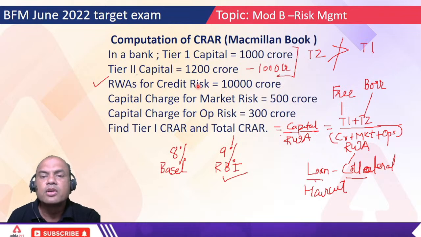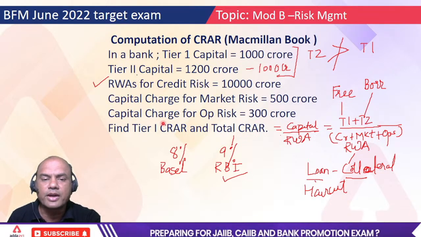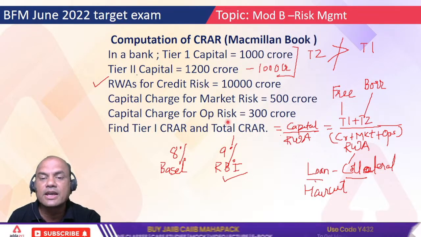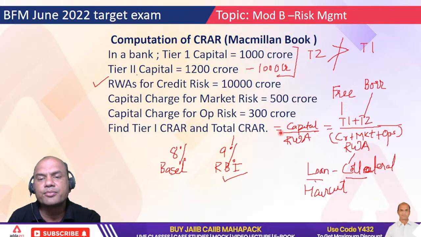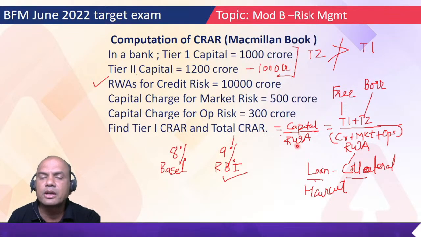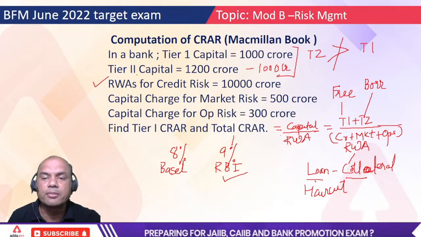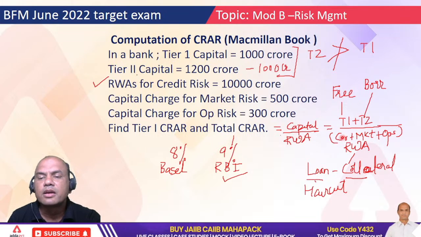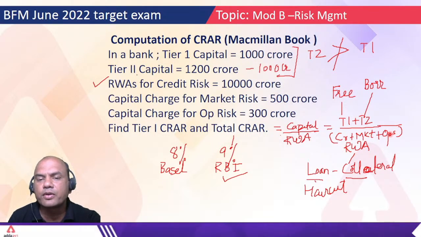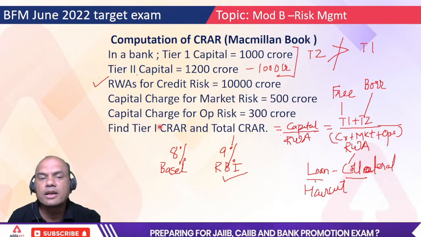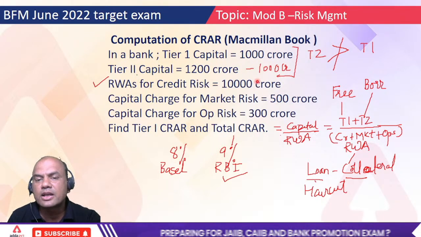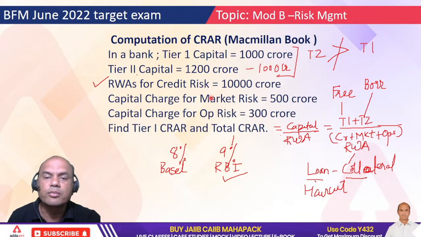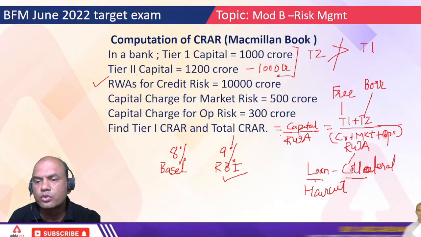Now what do we have to find? We have to find tier 1 and total CRAR. What is the formula for CRAR? CRAR equals capital upon RWA. What does capital consist of? T1 plus T2. What does RWA consist of? Three: credit, market and ops RWA. All three RWA we have to find. Out of that, RWA for credit risk is already given, 10,000 crore. For market and ops we have to find, so two we have to find.